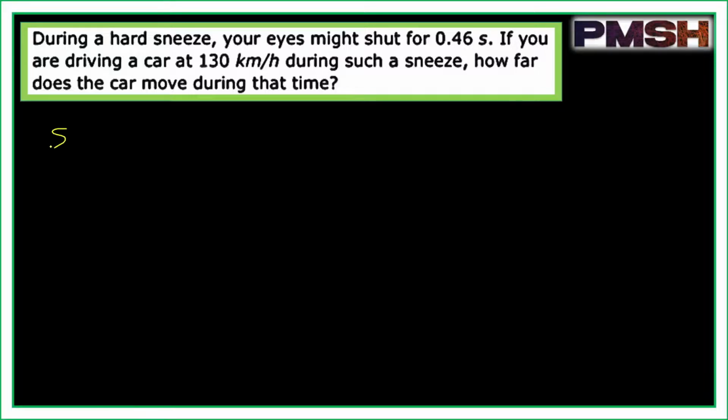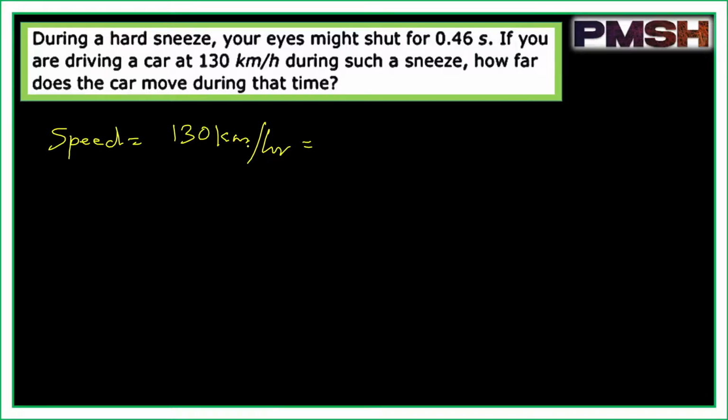Okay, so the speed of the car is given as 130 kilometer per hour. How can we convert it into meter per second? Because the unit kilometer per hour is not the SI unit. The unit for speed is meter per second. SI unit is meter per second. So you have to convert it.